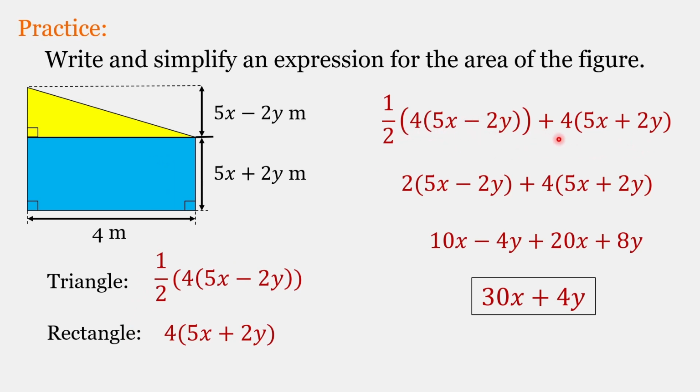So this first line here is an expression for the area of the figure on the left. 1/2 times the quantity 4 times 5x minus 2y plus 4 times the quantity 5x plus 2y. This is an expression for that area. We're now going to simplify that down via multiplication. So 1/2 times 4 is going to give us 2. We'll distribute the 2 to the quantity 5x minus 2y. And then we have 4 times the quantity 5x plus 2y. This results in 30x plus 4y.